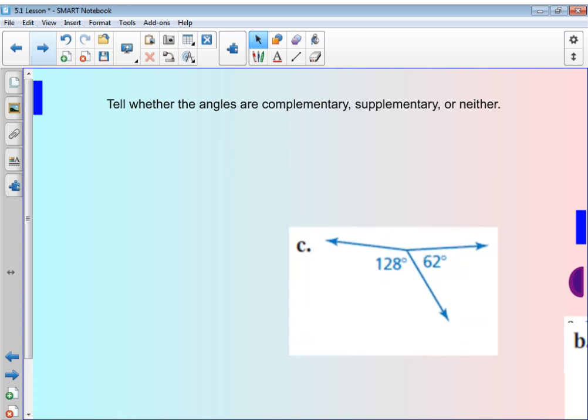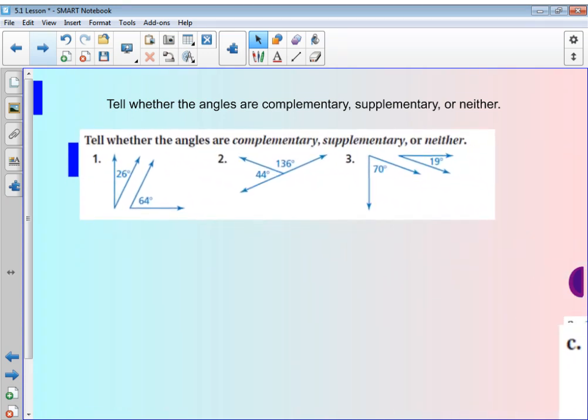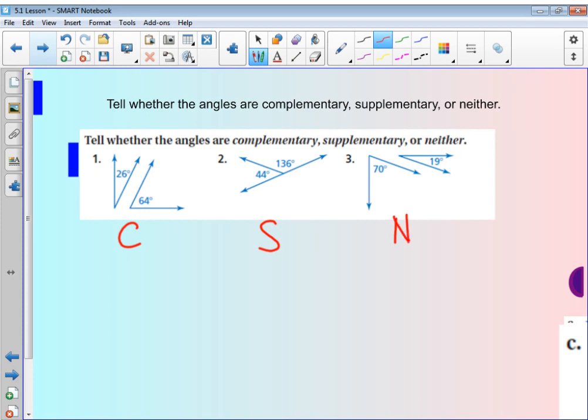Okay, so I want you to try these three on your own. So for each of these, this one you should have gotten complementary. This one you should have gotten supplementary. And this one was darn close, but it only ended up being 89. So this would be 89 degrees. This would be considered neither.